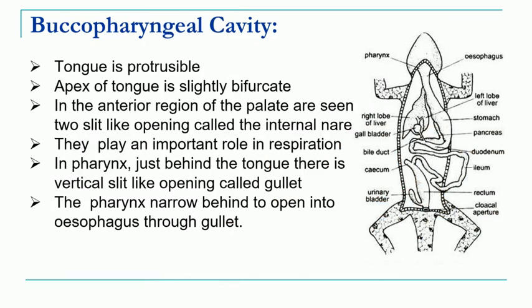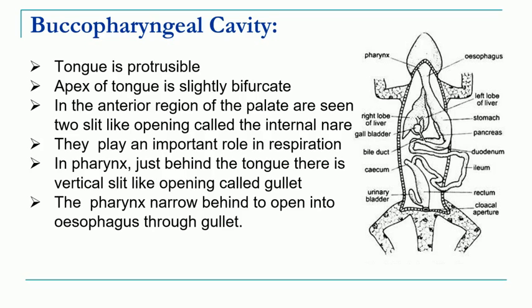Okay, so this tongue is protrusible. What is meant by protrusible? It can come out of the mouth, so it can easily catch the prey. So you must have seen calotes catching its prey by a protrusible tongue which comes out of the body, and it can easily grab the prey.